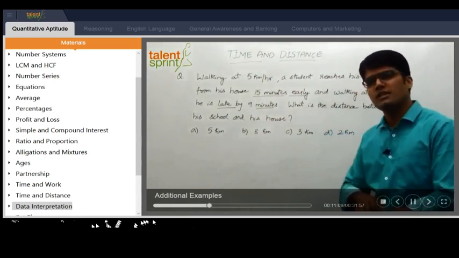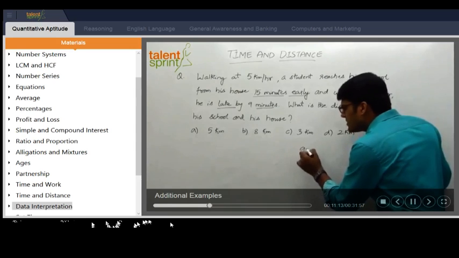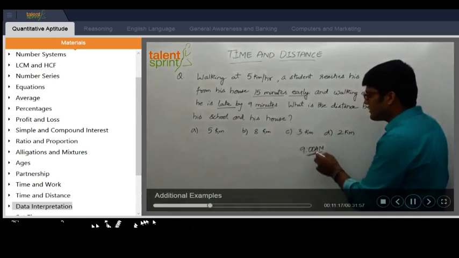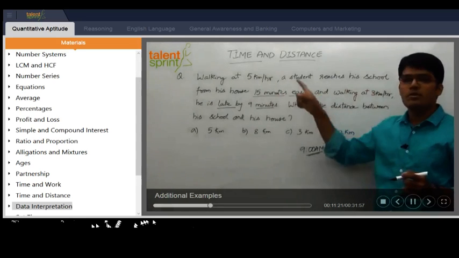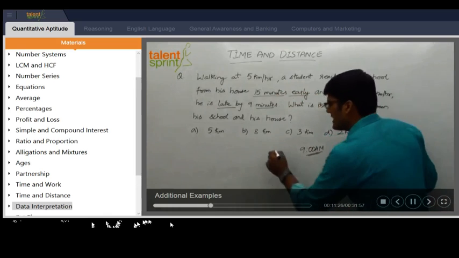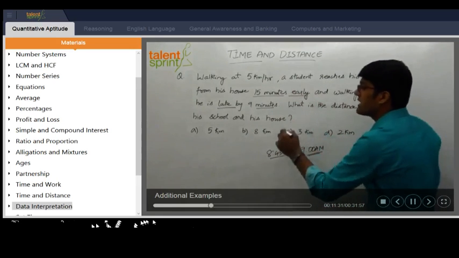I will explain this to you with the help of a very simple example. Let's say the time at which the school starts is 9 a.m. This student is supposed to reach the school at 9 a.m. What happened? He was walking at 5 kilometers per hour. He reached 15 minutes early. What is 15 minutes early? He reached at 8:45 a.m. At what speed was he traveling then?